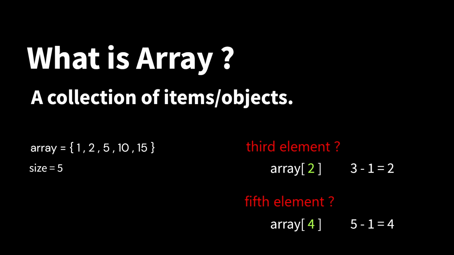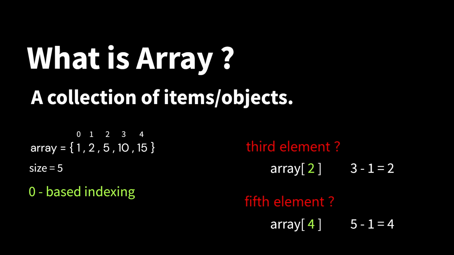Why exactly? Because arrays use zero based indexing. So what does zero based indexing mean? It basically means the first element starts with index zero. The index is whatever we are writing within these square brackets.